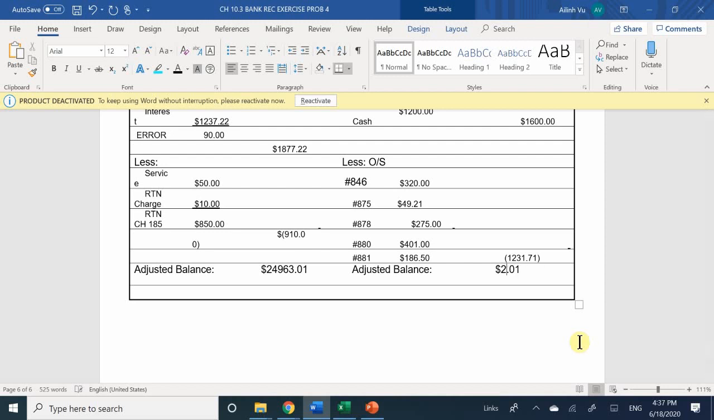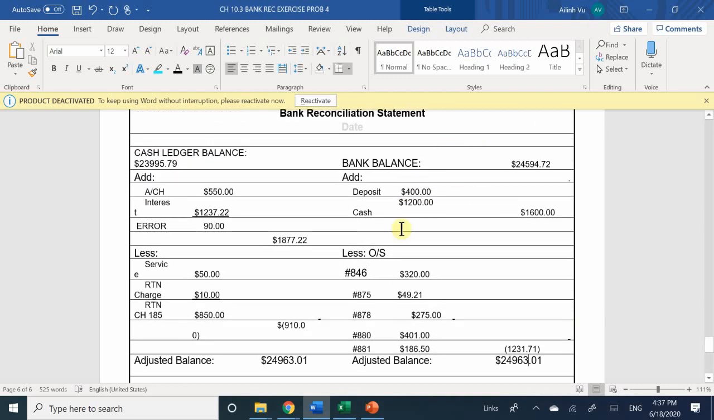24,963.01. Okay, and they both balance. So we found our discrepancy. We found that we still had cash in our hands that we haven't deposited yet. Okay. Here we found that we made a mistake and we wrote the lesser amount. So we need to add that money back in here. Okay. We need to add it in.